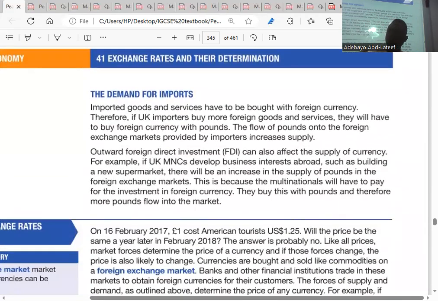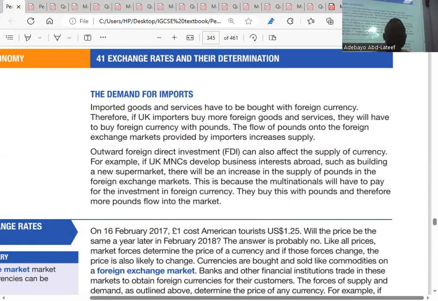So the demand for imports now. If we do more imports, that means we need foreign currencies. Yes or no? Imported goods and services have to be bought with foreign currencies, like I said. Therefore, if UK importers buy more foreign goods and services, they would have to buy foreign currencies with pounds. Here, we need to buy from the UK, we need to buy from Turkey, we need to buy more of their currency. Do you get it? Okay. So if not, we won't be able to do exchange. So what happens? The dinars will leave our country short because we need more of other countries' currencies. So the value of the dinar would fall.